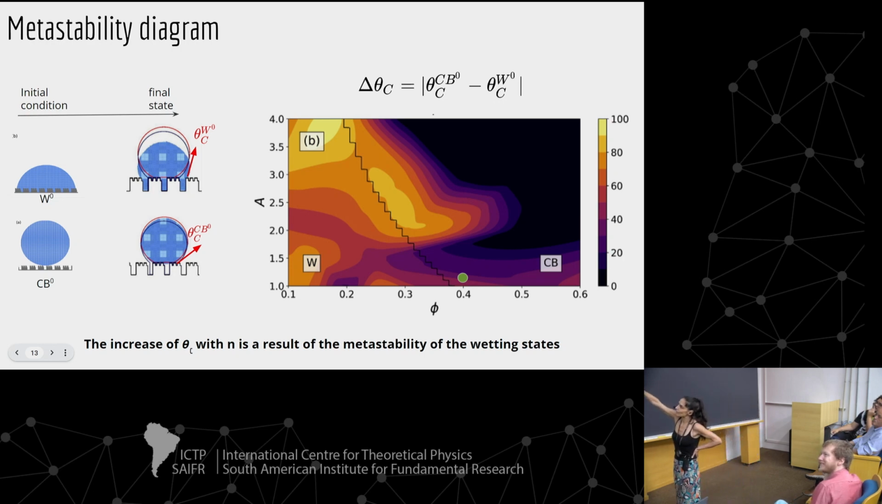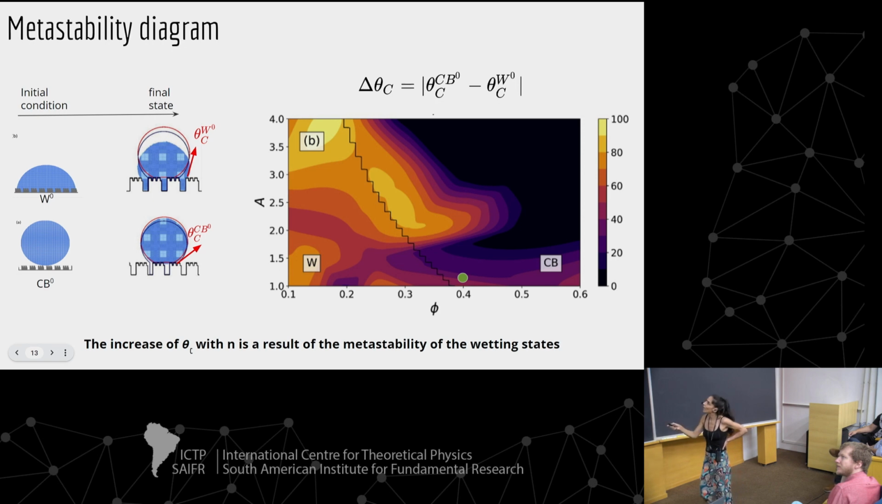What we see is that, for example, for this point of the diagram, starting at this state, the final state of the droplet would be that one with a given theta c, which I'm calling theta c of this initial condition. And starting at this state, the final state would be completely different, the one where the droplet is not penetrating the surface. And then we subtract this angle and this angle, and that's what you are looking at in this diagram.